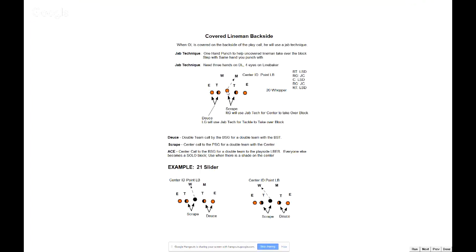So here we have an under front. Our center is going to ID the mic. Hey, 52 is the mic. And now we make our calls. Our center makes the first call. He's going to make our scrape call because he doesn't have a shade on him. Our right guard is covered, but he's covered on his inside technique. That means we want to use a jab on him and let our center work to this tackle. So he's going to punch with his left hand, step with his left.